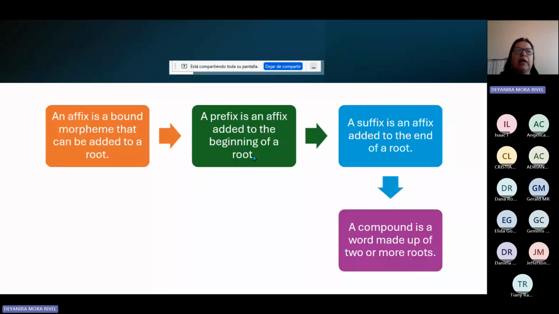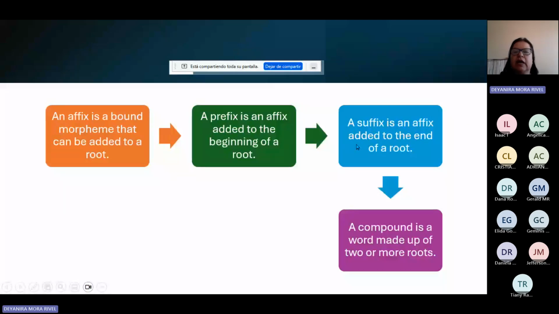So like pre, in predate, to predate, that is a word. So it has pre in it, right? And it means to date beforehand. And yeah, it's a prefix.